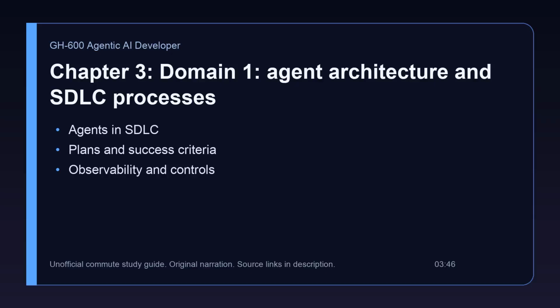Chapter 3. Domain 1. Agent Architecture and SDLC Processes. Key points: agents in SDLC, plans and success criteria, observability and controls. Domain 1 starts with integrating agents into the software development lifecycle. Think planning, implementation, validation, review, and deployment.